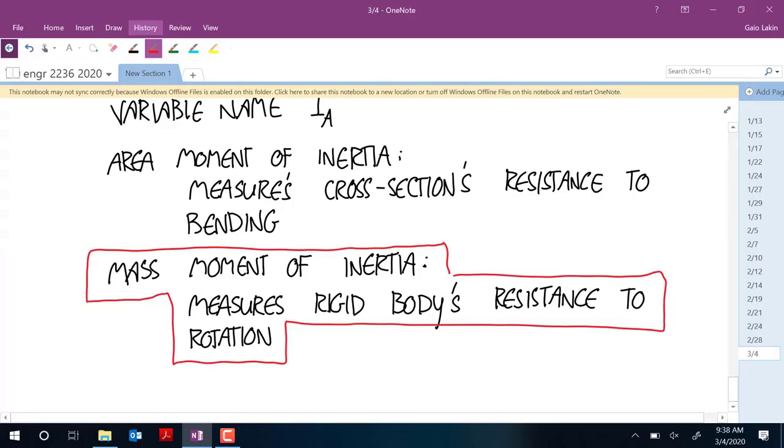And you can think of the mass moment of inertia as being exactly rotationally analogous to mass in translation. Okay, like a mass is something that resists acceleration. The mass moment of inertia tells you how well a body will resist angular acceleration. Okay, so if you have a big mass moment of inertia, it takes a lot to get it rotating. If you have a small mass moment of inertia, it's easy to get it rotating.